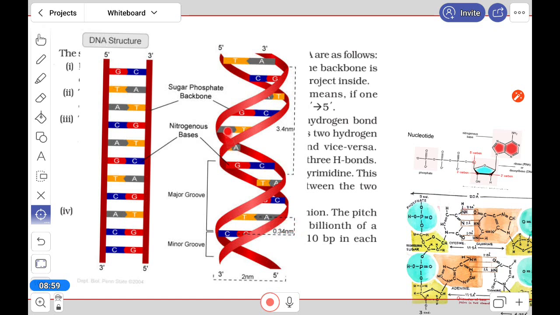And one turn is the one groove here, the major groove, and one minor groove. So this is one full turn of it. It is 3.4 nanometer. Just remember this one. And the length from here to here is 2 nanometer. That is the length.